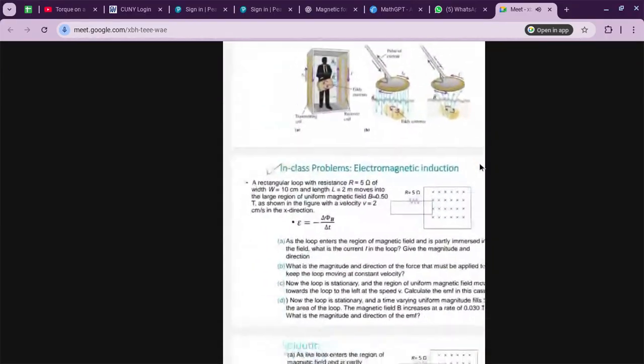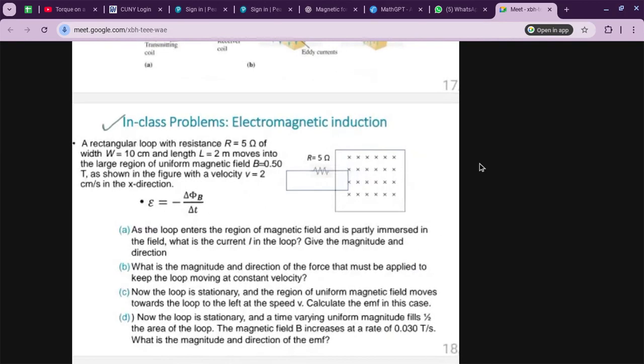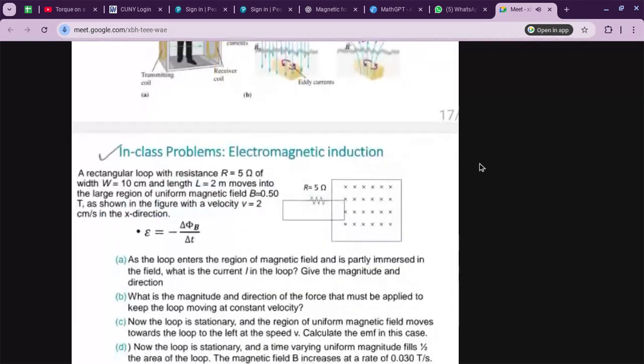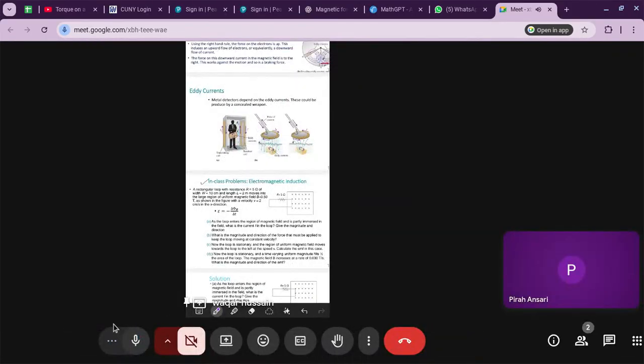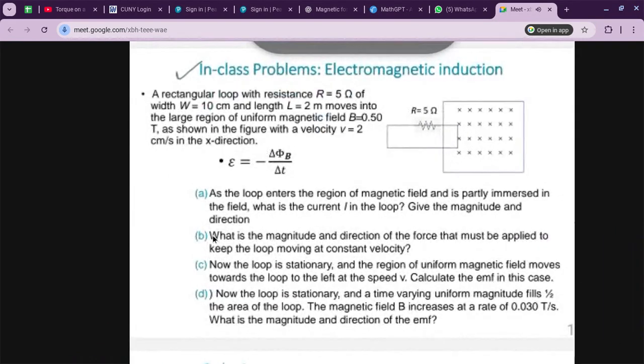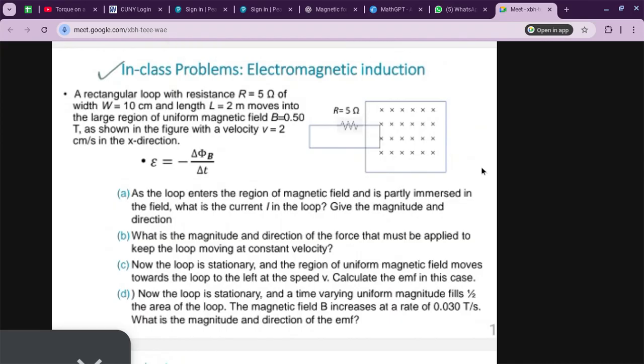Here is this numerical. Try to solve it, Vera. I'm waiting. A rectangular loop with a resistance R equals 5 ohms and width moves into a large region of magnetic field as shown, with the given velocity. What is the current?